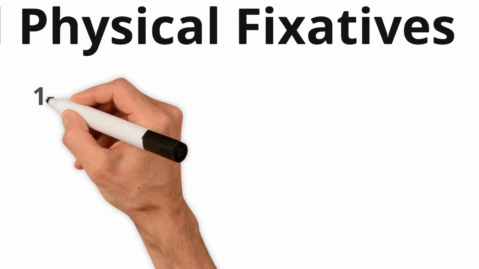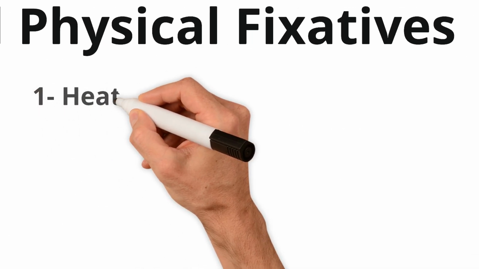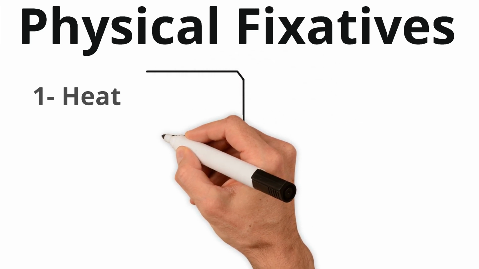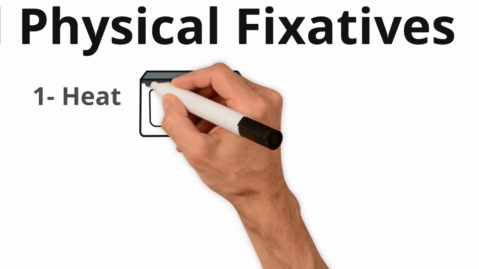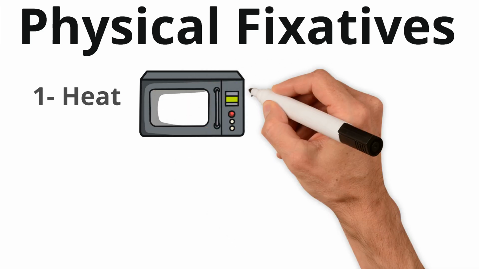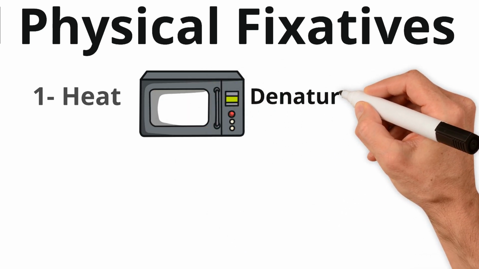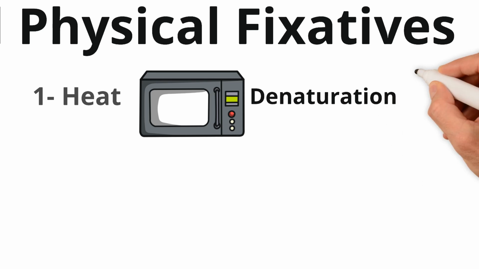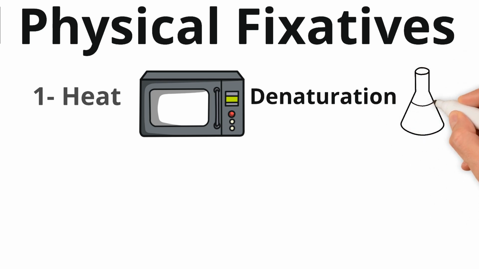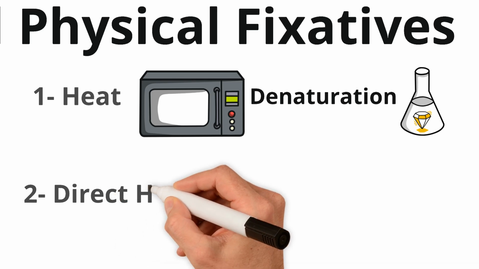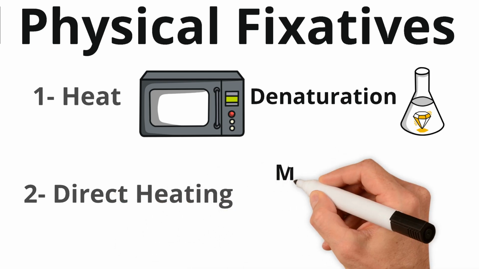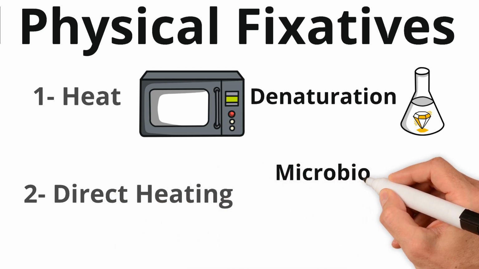On the physical fixative side, we can find heat and drying fixatives, like microwave ovens that can be used in histology labs to rapidly fix tissue samples using heat. The heat from microwaves causes protein denaturation, stabilizing the tissue without use of chemical fixatives. Another type of heat fixative is direct heating. This is mostly used in microbiology, not in histology.